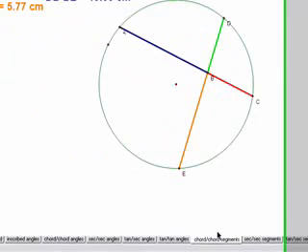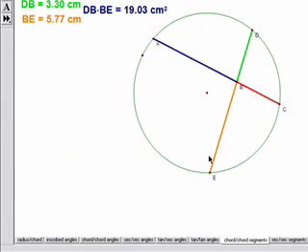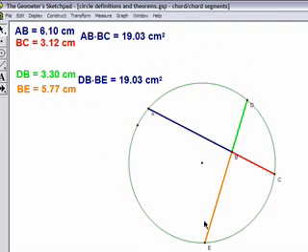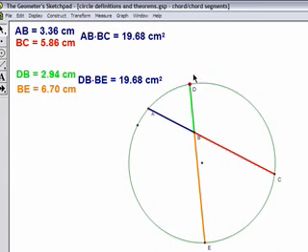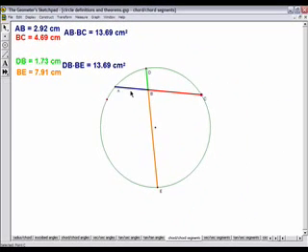So if we have two chords intersecting inside the circle, the product of the opposite pieces are equal. So here green times orange is going to equal blue times red. So I can move this thing around, and these individual lengths change. Move this around, and these individual lengths change. However, the product of the opposite pieces, so blue times red, green times orange, will be the same. So that's inside the circle, the products are the same.